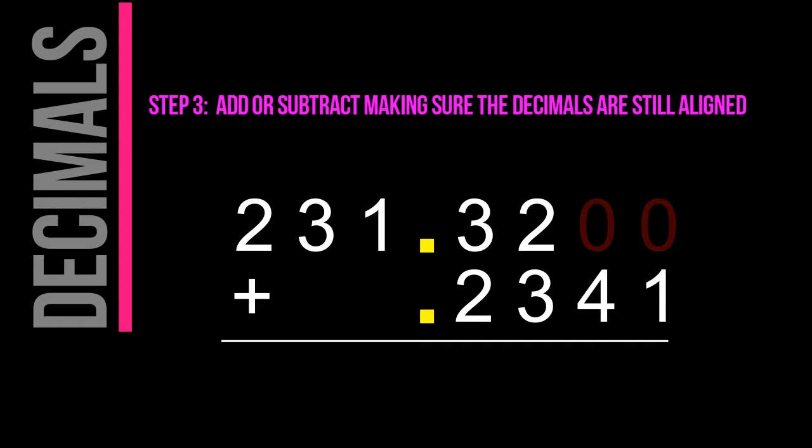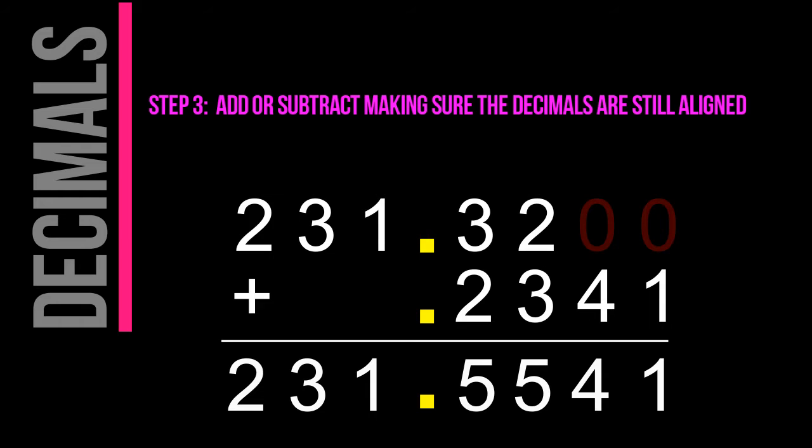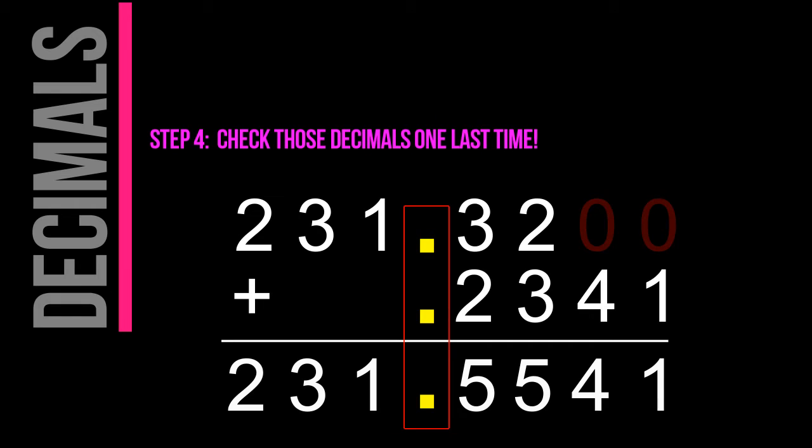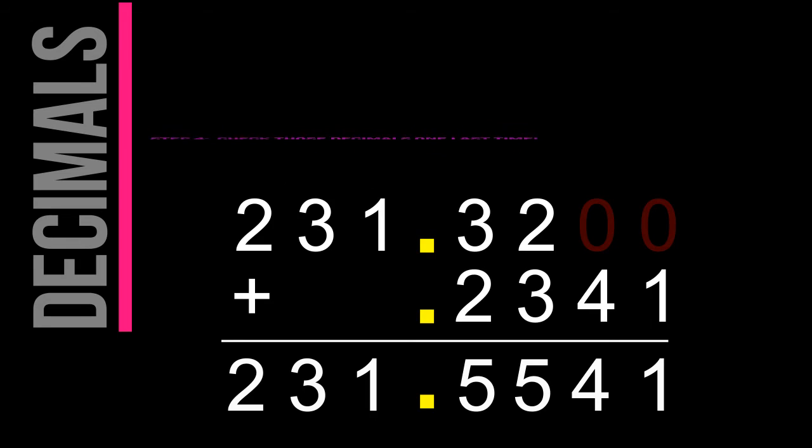Our third step is to add or subtract, and we need to make sure that our decimals are lined up. So 0 plus 1 is 1, 0 plus 4 is 4, 2 plus 3 is 5, 3 plus 2 is 5. Then make sure we keep our decimals aligned. Finally, we'll bring down the 1, the 3, and the 2. Our fourth step is to check those decimals one last time, and as you can see, they're aligned. So the answer to our problem is 231.5541.